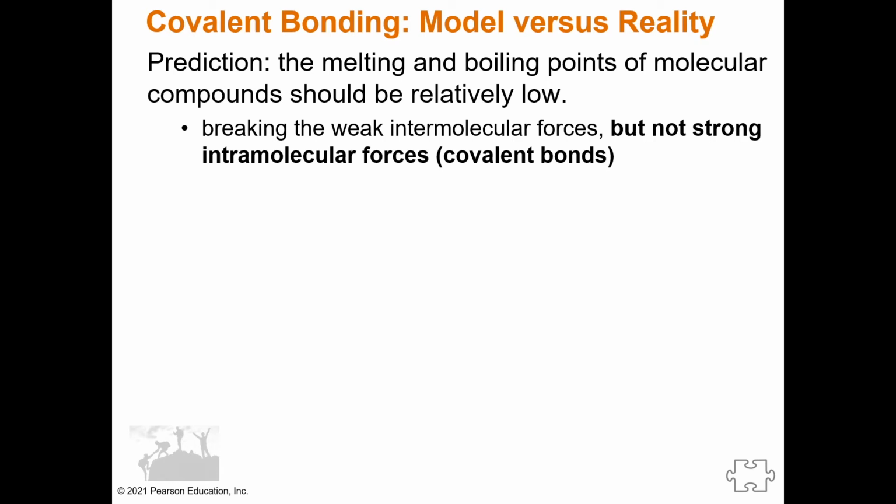The melting and boiling points of molecular compounds are extremely low compared to ionic compounds. This is where we have to take a look at intermolecular forces and intramolecular forces in molecular compounds. So with the covalent bonds, the sharing of electrons, those are called intramolecular because they are found within the molecule. Intermolecular forces are found between different molecules.